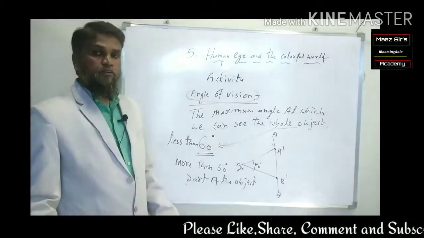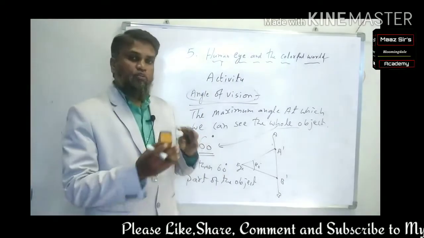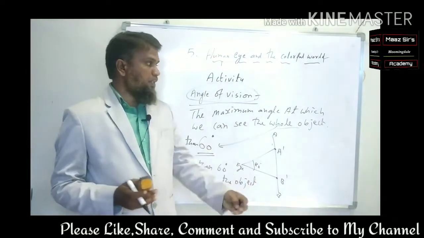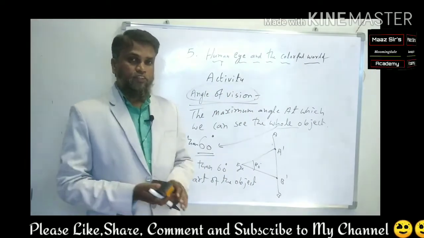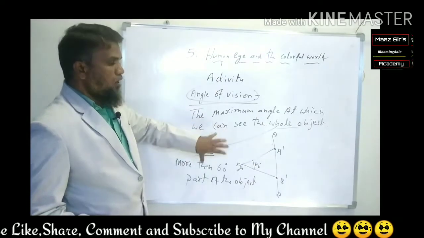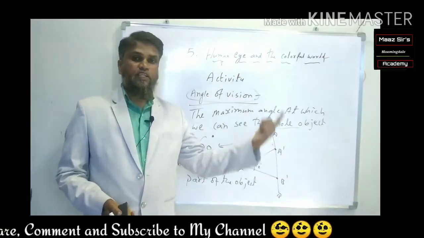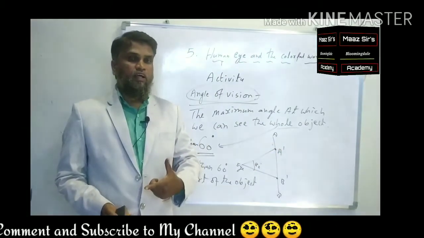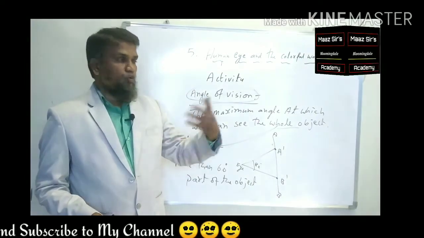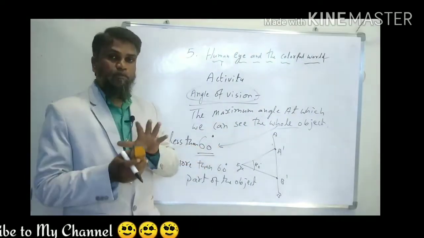So this is about angle of vision. I hope that you are able to understand the concept of least distance of distinct vision and angle of vision. And one more thing you have to remember that here this angle also changes according to the age. As we have seen, least distance of distinct vision was different for children, at the same time for old people it was different. So similarly, this value also changes.